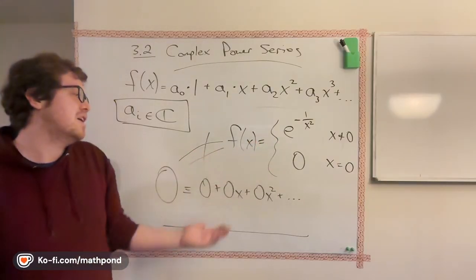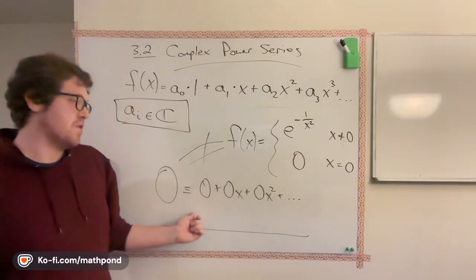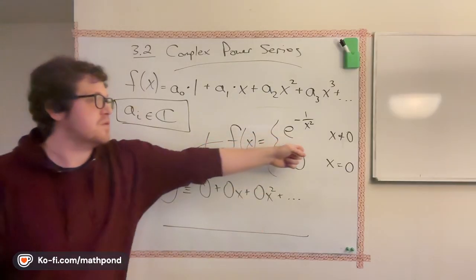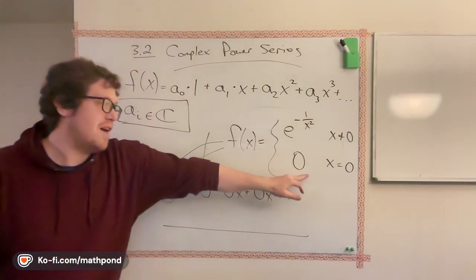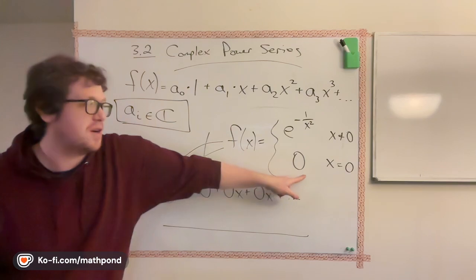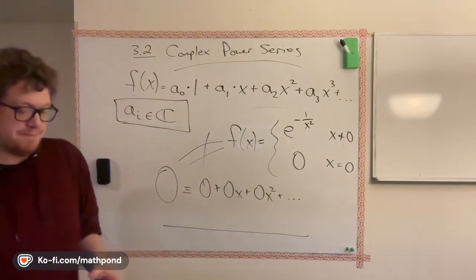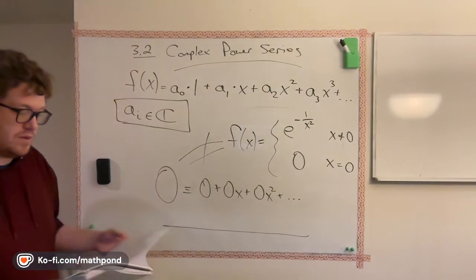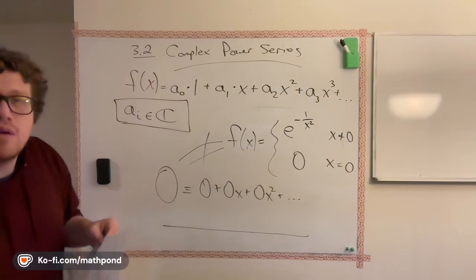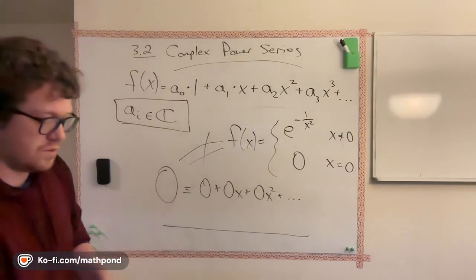In the real case, you lose information when you go to the Taylor series. We basically forgot about this entire part of the function here, and we just saw the entire function looked like zero.